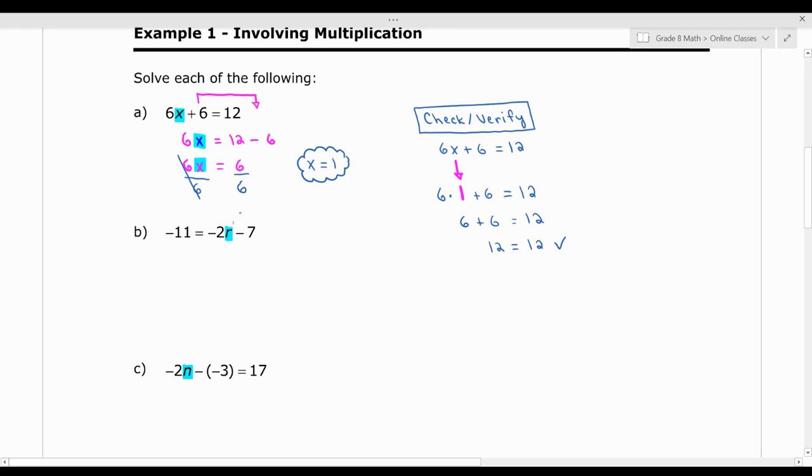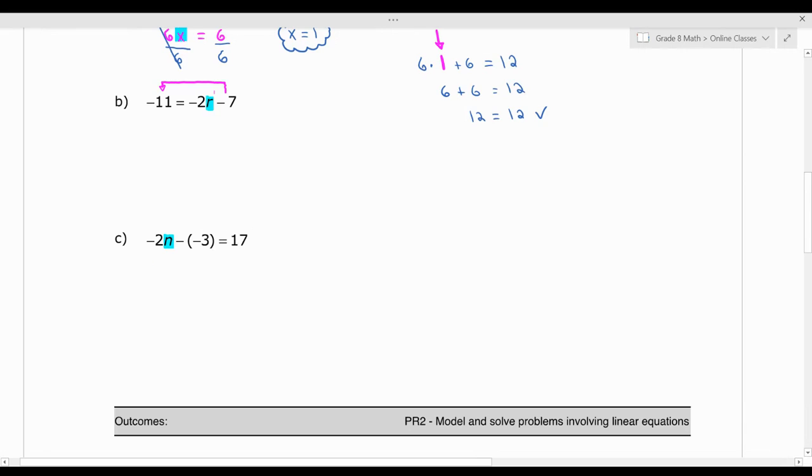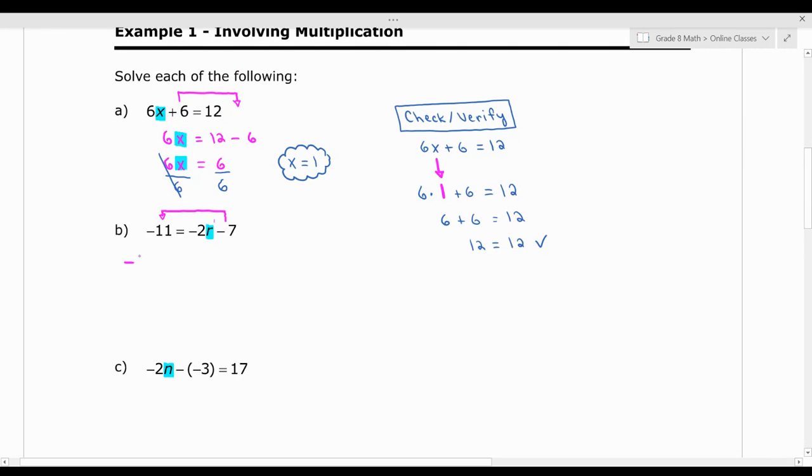So I think about if I were to pick it up, if it was minus on the right-hand side, it has to switch to a positive. So I would have negative 11 plus the 7 is equal to minus 2r. Okay, I'll clean this up. Well, minus 11 plus 7 is minus 4. And I'll make that variable pop again.